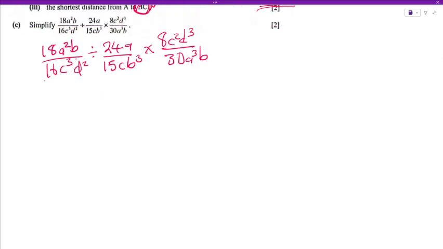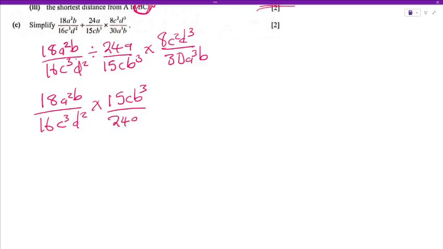So let me scroll down. I'm going to apply the keep change flip. We keep the first fraction the way it is, 18a squared b over 16c cubed d squared, times, we change the sign to multiplication, and then we flip the second fraction, so meaning 15c b cubed goes on top, 24a comes down here. The last one is maintained just the way it is appearing, 8c squared d cubed over 30a cubed b. Okay, so to simplify this one, we can start with the numbers.